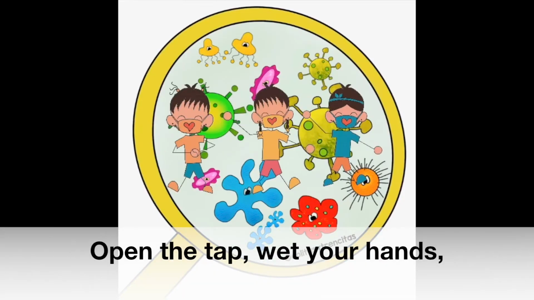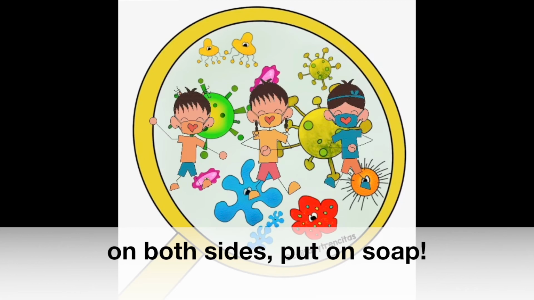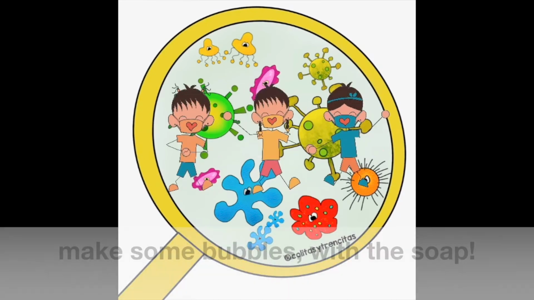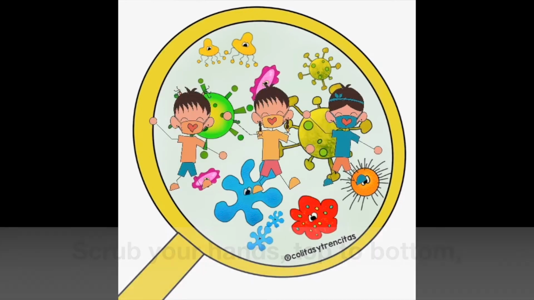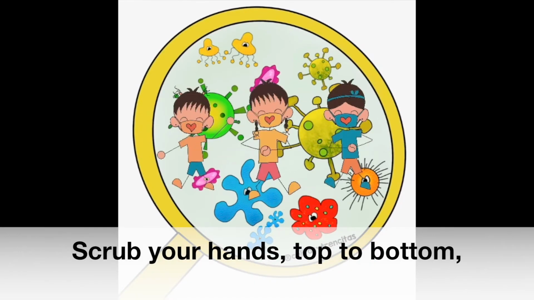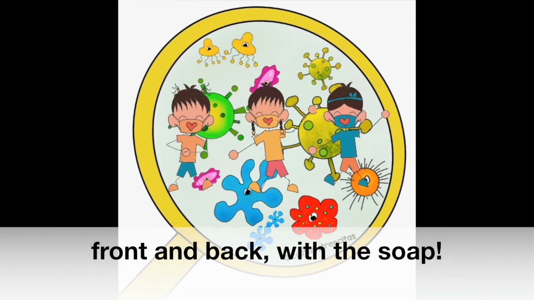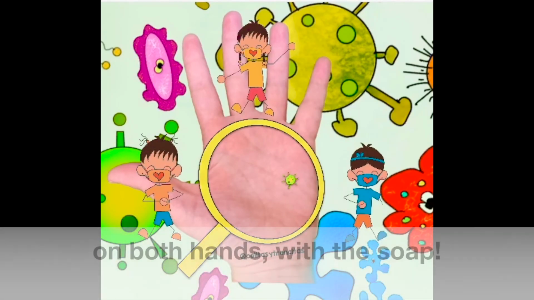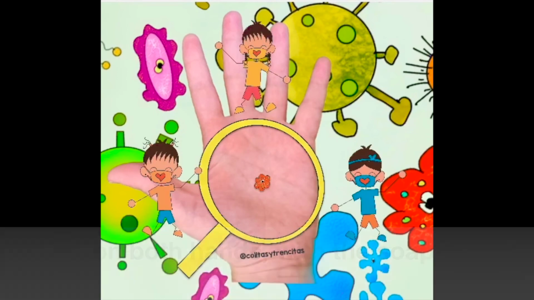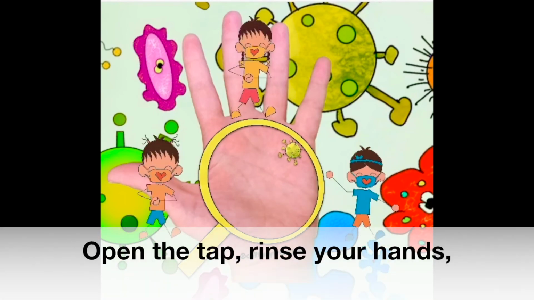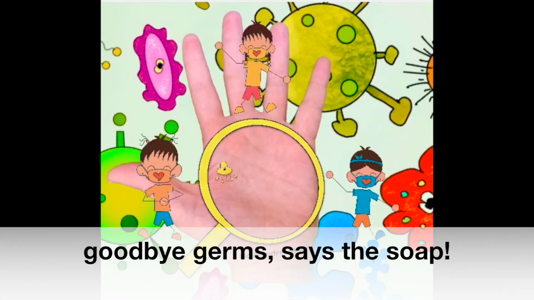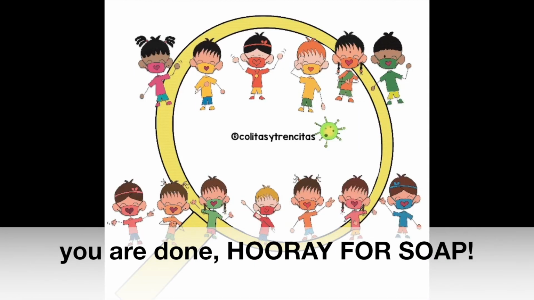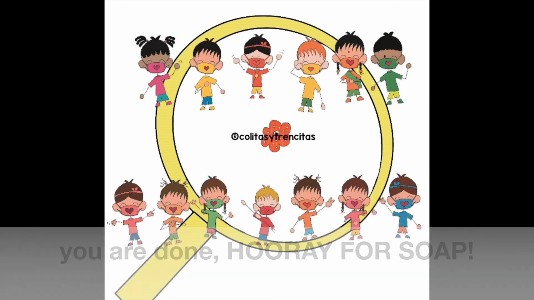Open the tap, wet your hands on both sides. Put on soap. While scrubbing, close the tap, make some bubbles with the soap. Scrub your hands top to bottom, front and back, with the soap. Between your fingers, also your nails on both hands, with the soap. Open the tap, rinse your hands. Goodbye germs, says the soap. Close the tap, dry your hands. You are done. Hooray for soap!